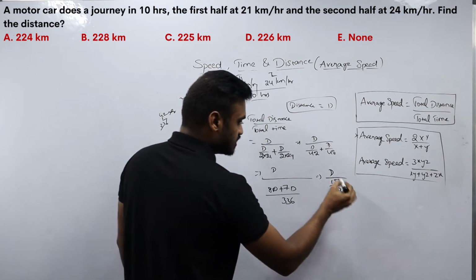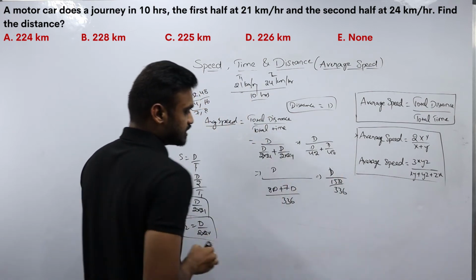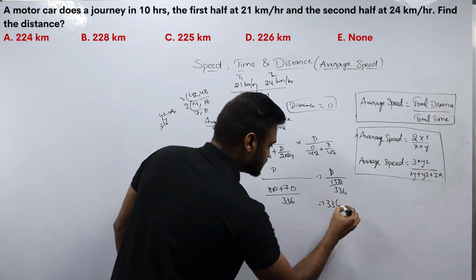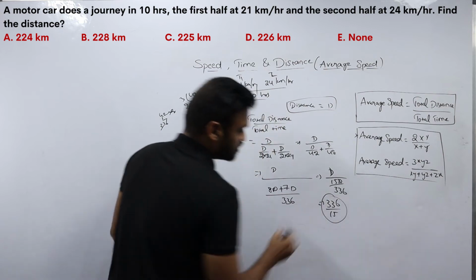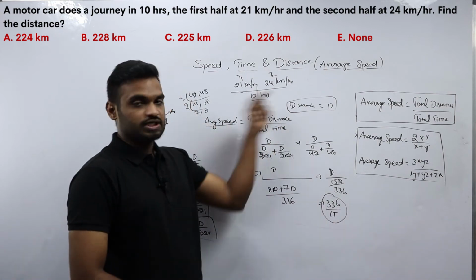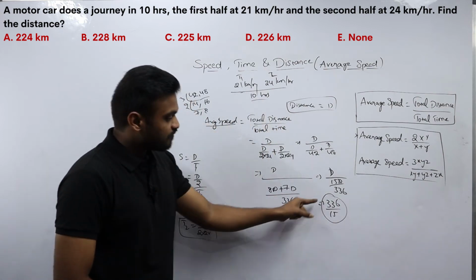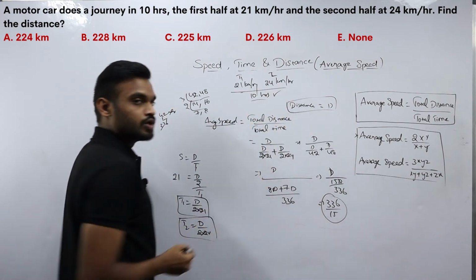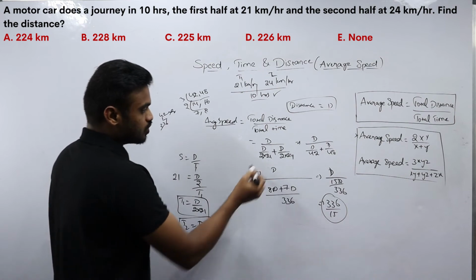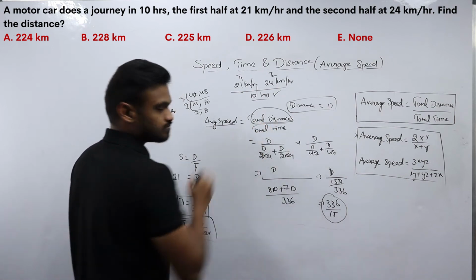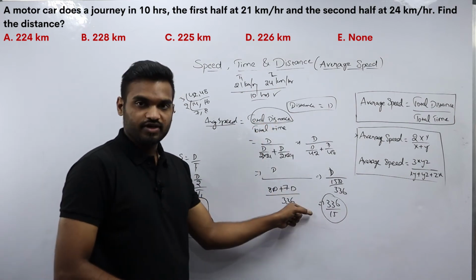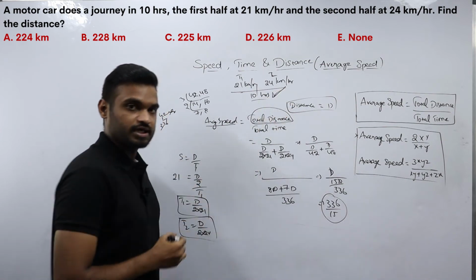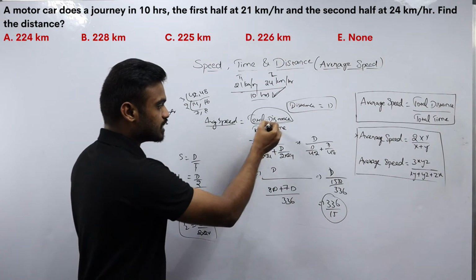So if I cancel this d and d, 336 will go to the top side, so I will get 336 by 15. This is the average speed for the total distance. Now we have found the average speed and we know the total time taken, as given in the question for completing the journey. Now we can simply find the total distance.